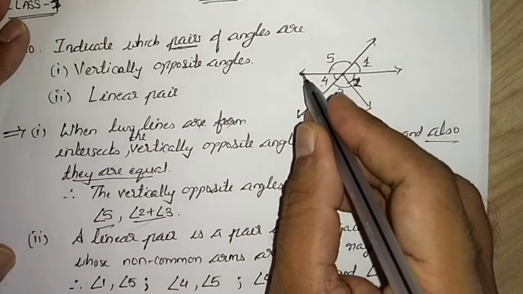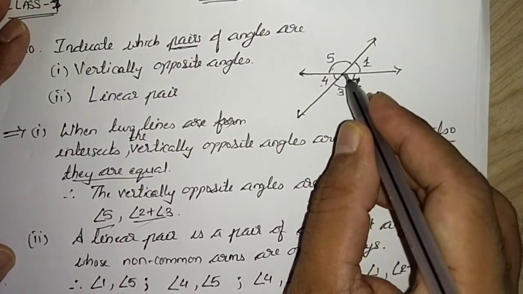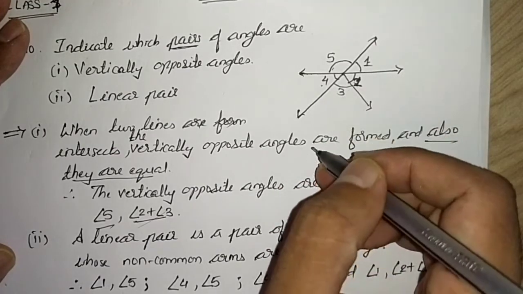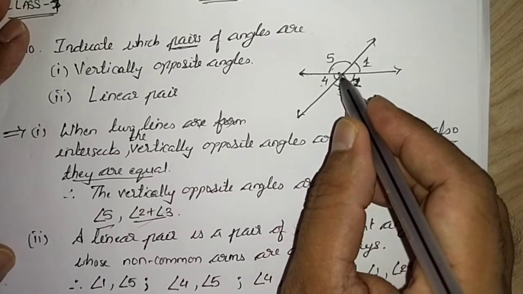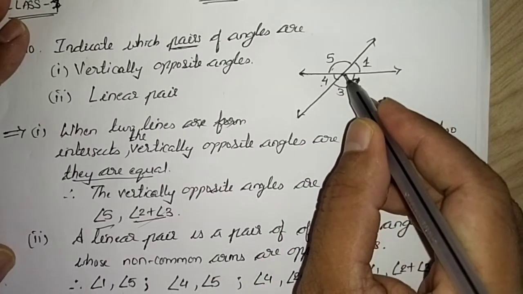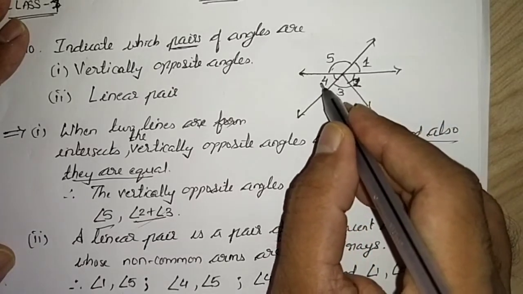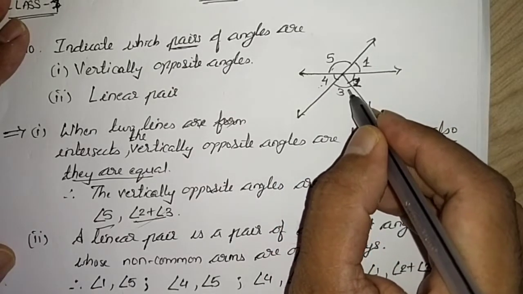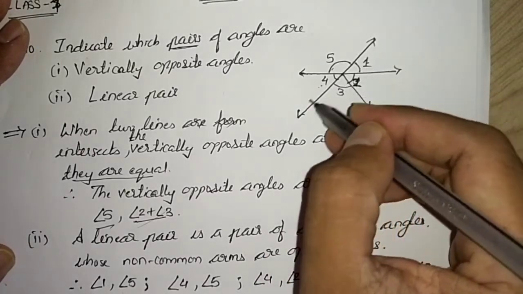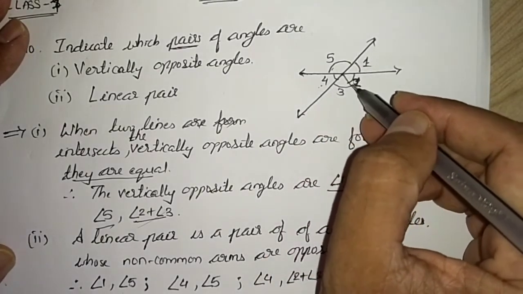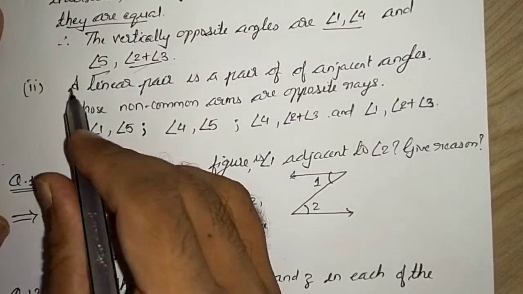Again, if you look at this line, this angle and this whole angle 2 and 3 together also form linear pair, because the non-common arm of this angle and the non-common arm of 2 and 3 together are opposite rays. So I can say 4, 2 plus 3 together form linear pair. Similarly, if I take this line, then 1 and 2 plus 3 together form linear pair. And that is what I have written.